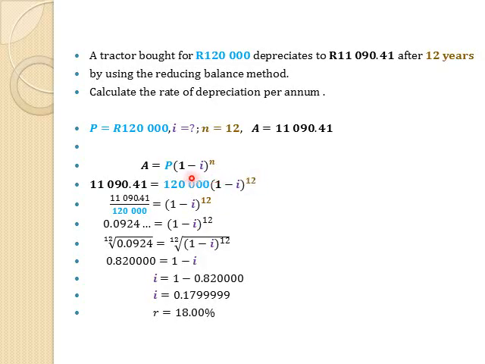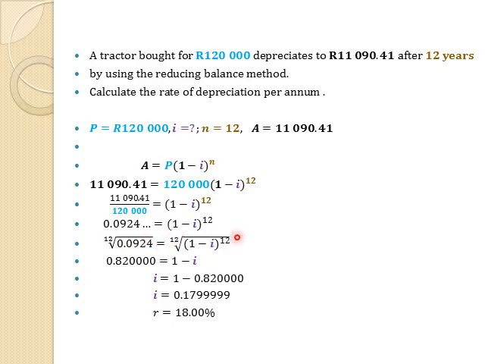I have to make I the subject of the formula, so I have to get rid of 120,000. Get rid of multiplication, I'm going to use division. So 11,090.41 divided by 120,000 gives me 0,0924 going on. I'm left with 1 minus I to the power 12. Get rid of the power 12, I'm going to use the 12th root. I do one side, I must do the other side.